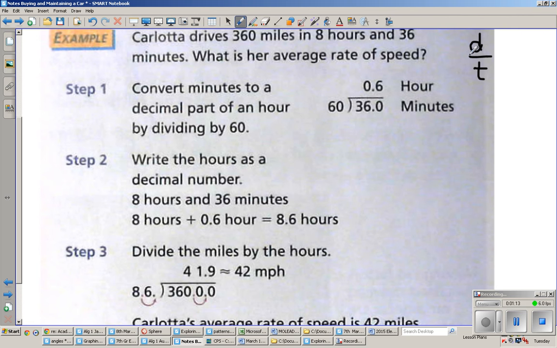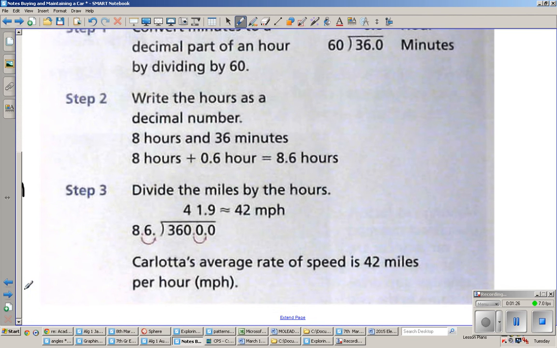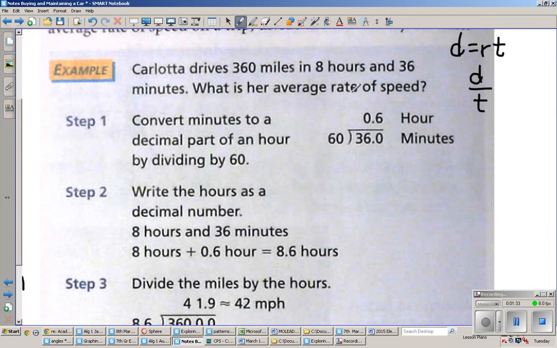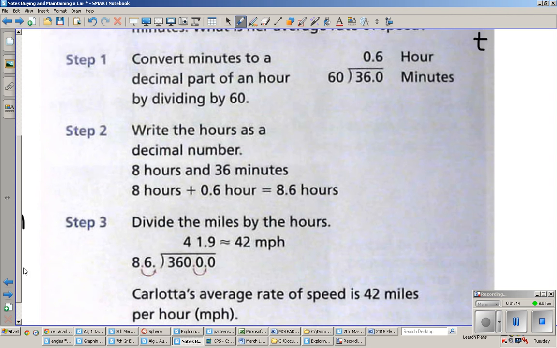So we're going to take the distance divided by the time, which is 360 miles divided by 8.6, and you come up with 41.9, approximately 42 miles per hour. So Carlotta's average rate of speed is 42 miles per hour. Okay, let's review a little bit. The first thing you need to do is get your time in decimal form, and in order to do so you take your minutes divided by 60, and that will give you the portion of an hour that the minutes represent.